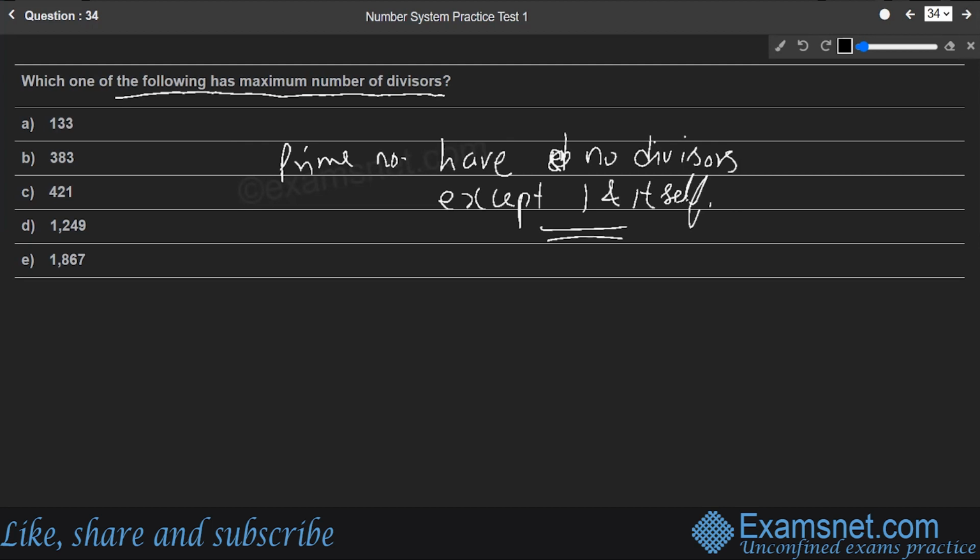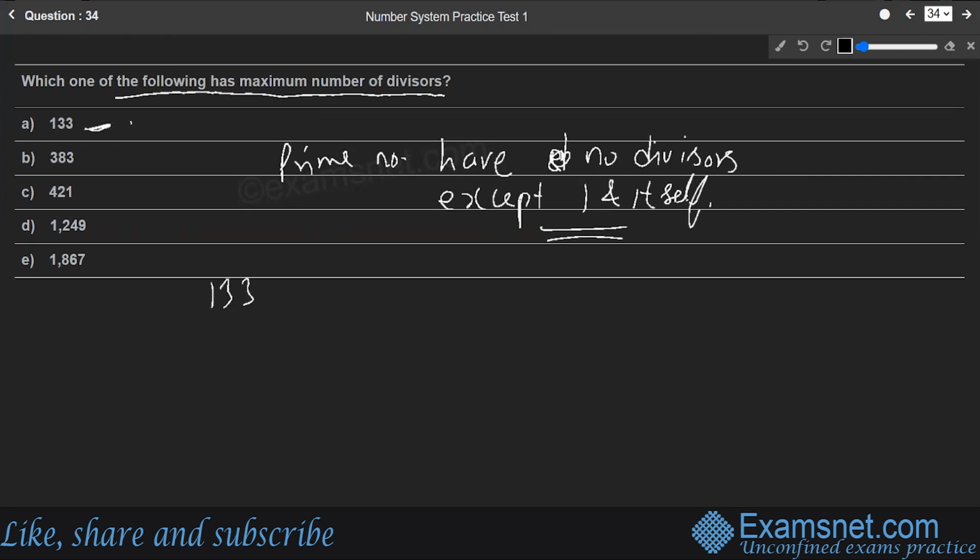So we can check it like that, because it will be very difficult otherwise to find the divisors of all the numbers and then check which has the highest number. So we'll rather check for the prime numbers among them, because a prime number has the least divisors. Let us check 133 first.